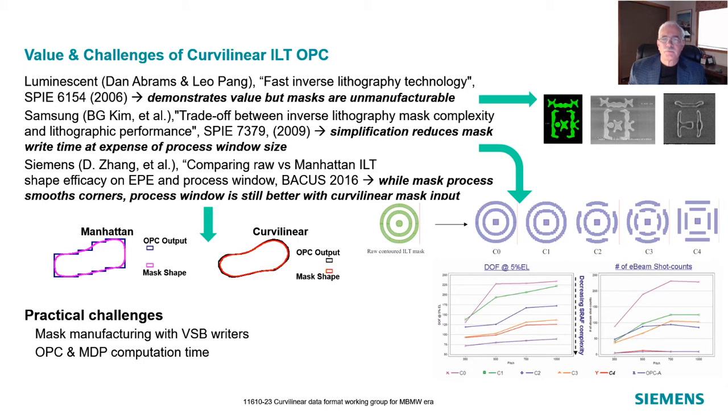Siemens, then Mentor, realizing that the mask process blur would round corners, wondered if this would in effect recreate the curvilinear intent. But while this was shown to be true, the full process window benefits of real curvilinear couldn't be achieved.